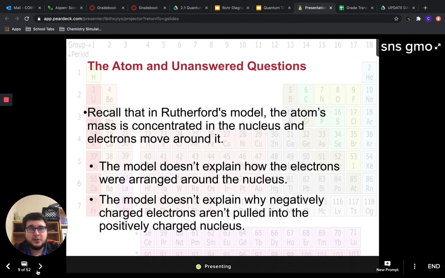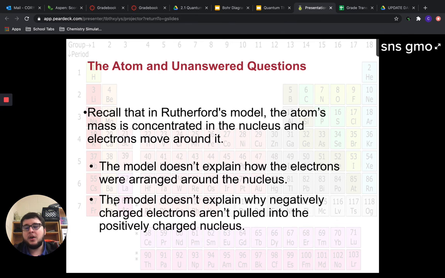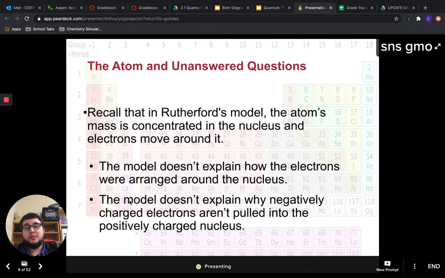And this model also doesn't explain why negatively charged electrons aren't pulled into the positively charged nucleus. We know the nucleus is positively charged, and we know that oppositely charged things attract. So why don't the electrons, which are negative, attract to the positive nucleus and just kind of collapse the atom on itself? We know that doesn't happen, but Rutherford's model doesn't explain why.